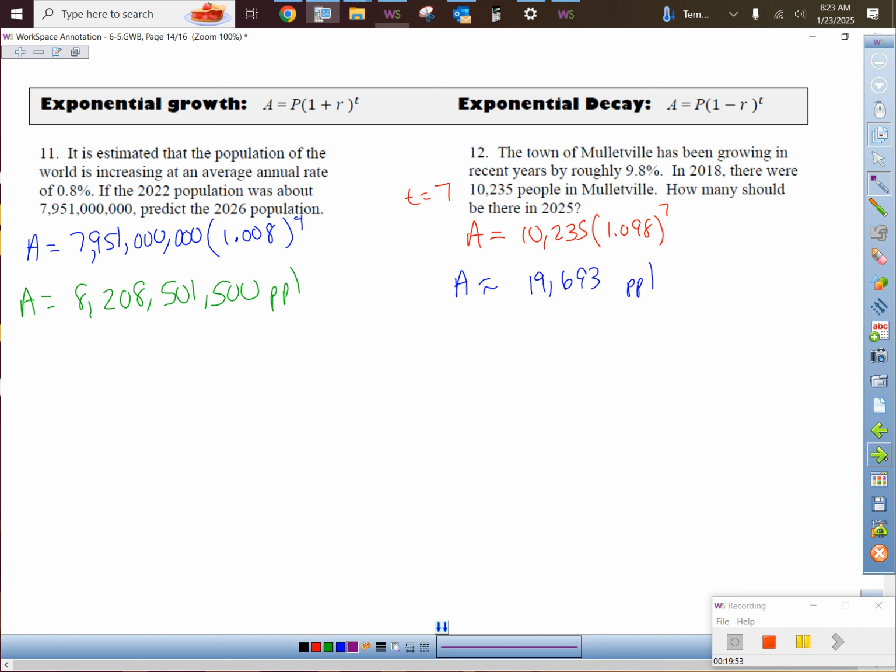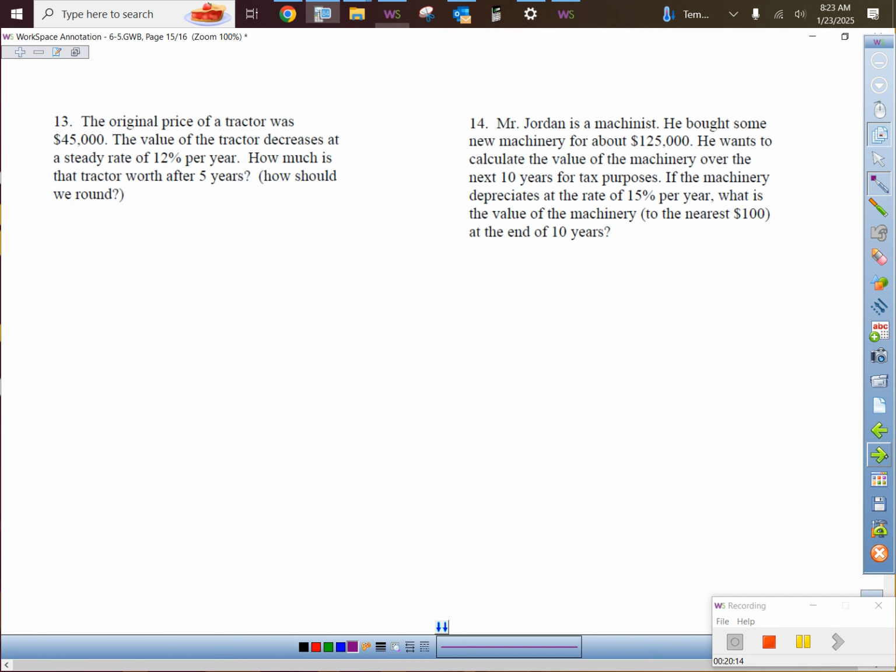Both of those were exponential growth scenarios, right? Exponential growth. Why don't you read the next one and see if it is also exponential growth. What do you think? Growth or decay? There's a word in there that usually tells you. Probably decay. What's the magic word? Decreases.